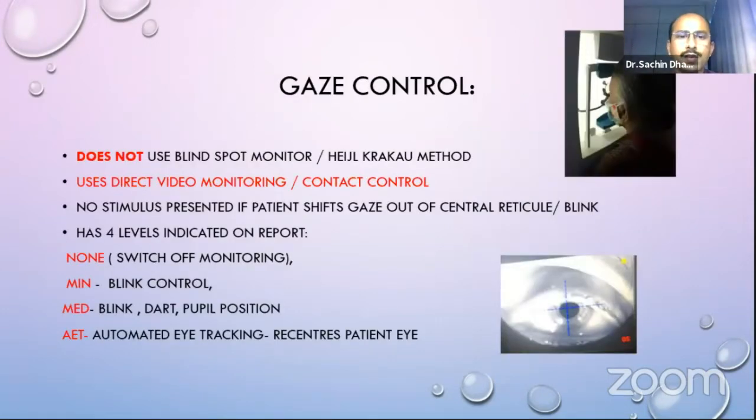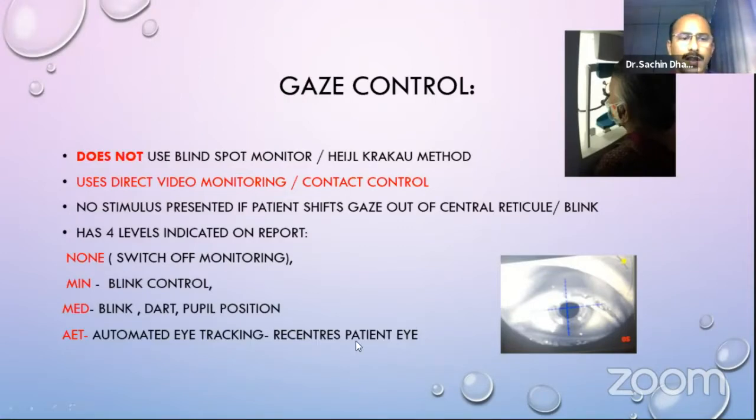Gaze control, we don't have the Heijl-Krakau method of blind spot monitoring. Here we have a direct superior video control or a video monitoring and a contact control. The contact loss to the forehead and the chin, the machine freezes. Similarly, if there is motility outside the grid that you can see in the photograph here, if the eyeball moves out of the grid, the machine freezes. There is no stimulus that is introduced. So there is no indirect way of monitoring fixation. It is a direct way. Patient loses fixation, the machine stops.